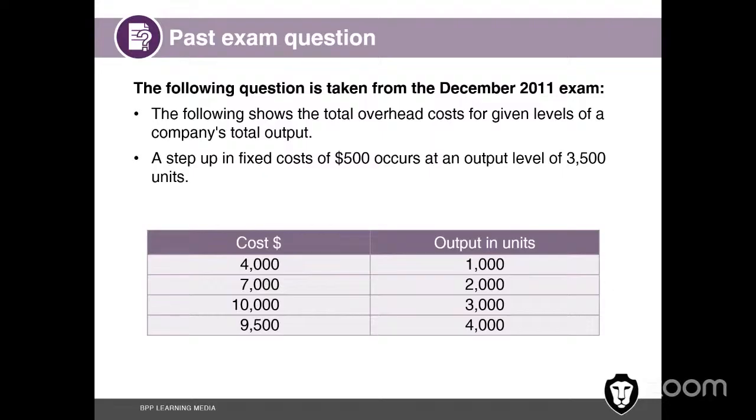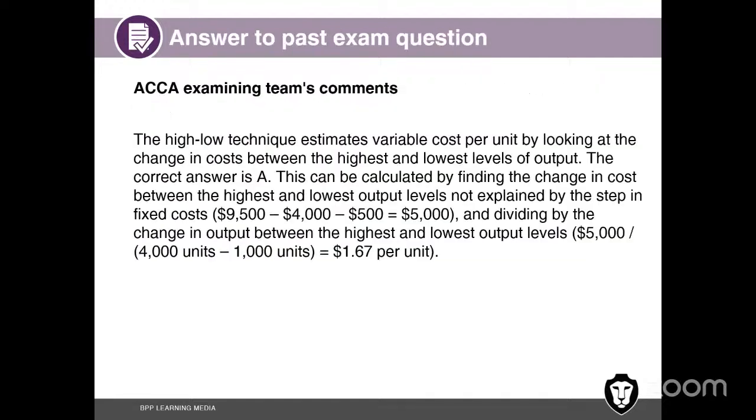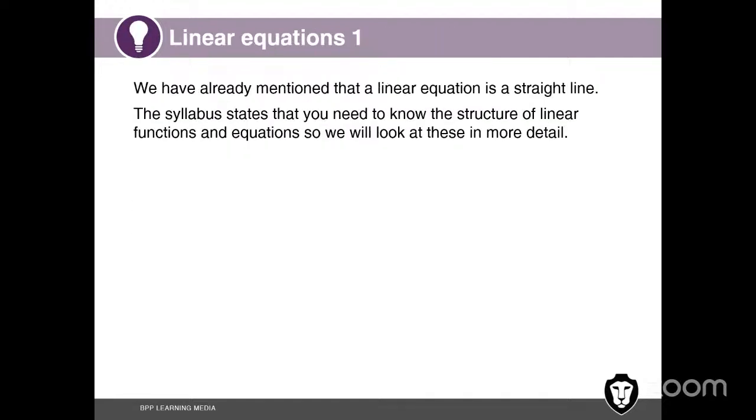So they said, yes, you still have to use the 4,000 and the 1,000, but since the 4,000 has an extra 500 in the cost, subtract the 500 from it. So you have 9,000 over 4 minus 4,000 over 4,000 minus 1,000. Right, so that's how they got the $1.67.